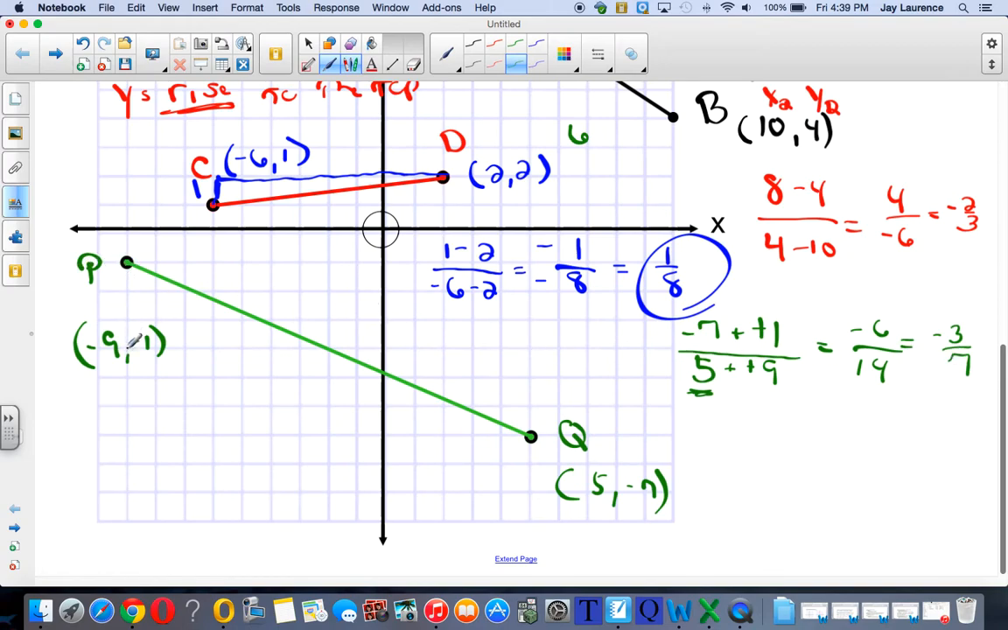1, 2, 3, and then write 7. 1, 2, 3, 4, 5, 6, 7. Look at that. I hit the line, didn't I? 1, 2, 3, 1, 2, 3, 4, 5, 6, 7.